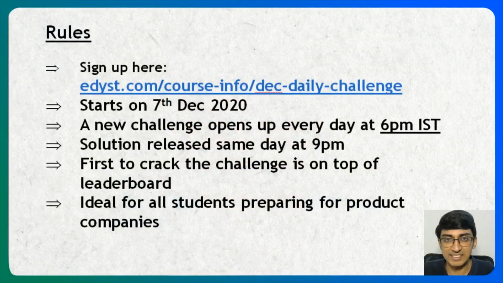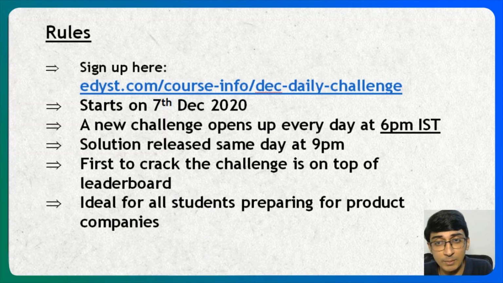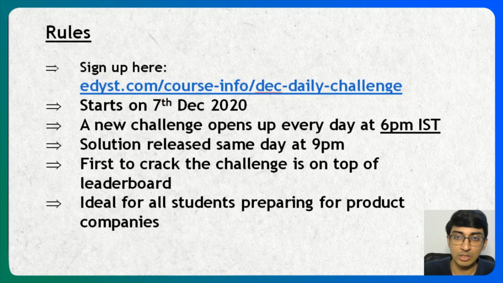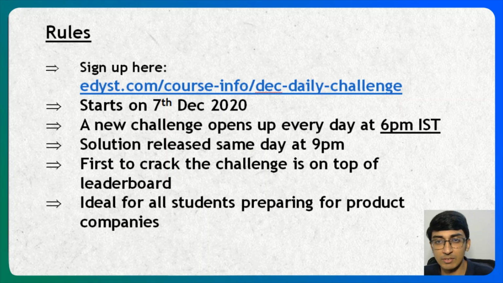But basically, if you want to participate in these daily challenges, you just need to go and click on this link that's mentioned above. It started on 7th December 2020. Today is day 2. Every day at 6 p.m. this challenge is launched automatically on the Edyst platform, and the solution is released the same day at 9 p.m. So if you really want to participate, try to complete your code for that day before 9 p.m. itself. After 9 p.m. everybody will get it because we are releasing the solution.